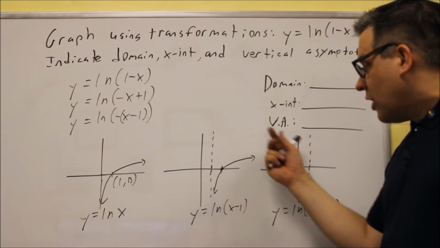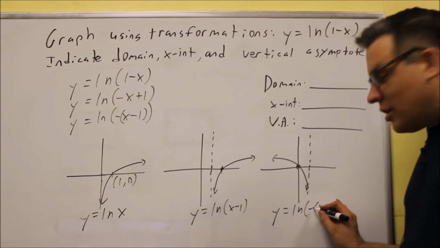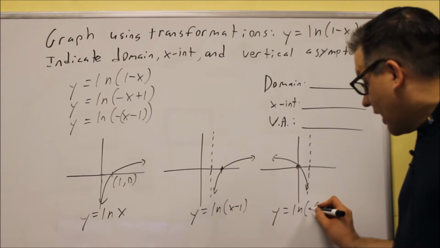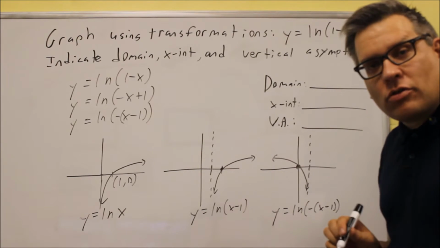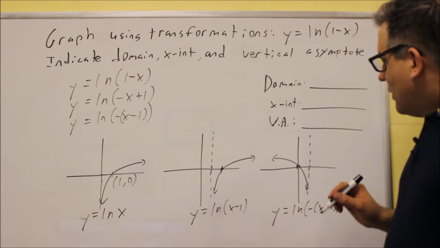So it was opening that way. We shift the whole thing over. Again, what does that is the negative inside, right in front of the parenthesis there. That negative inside, that's what caused the graph to go to the left. So now this is going to be my completed graph.